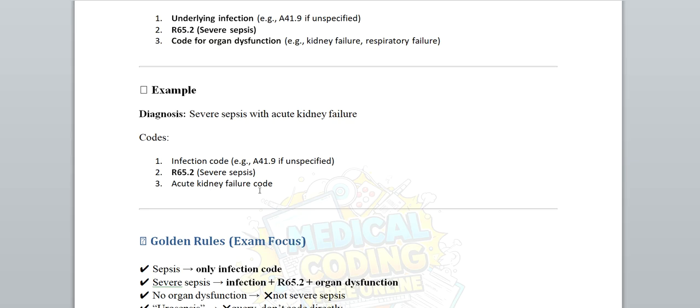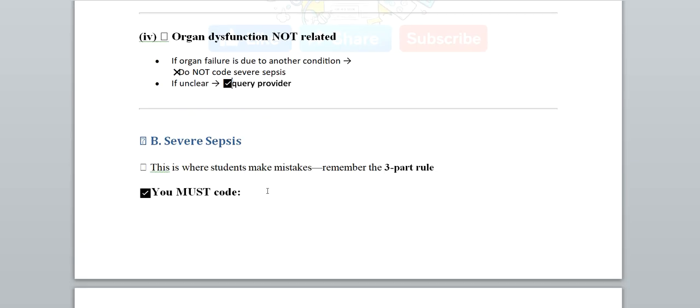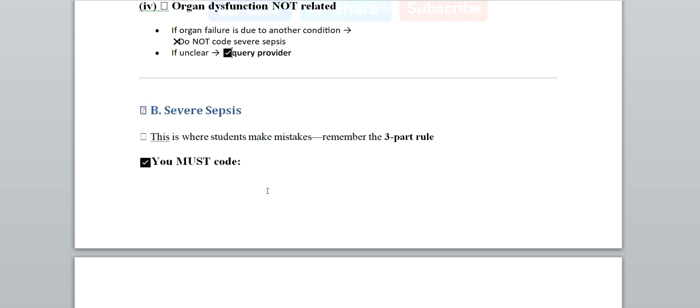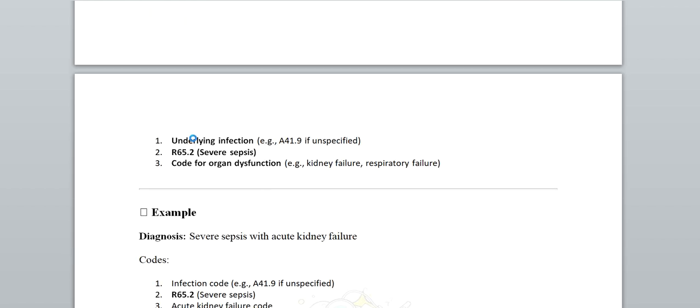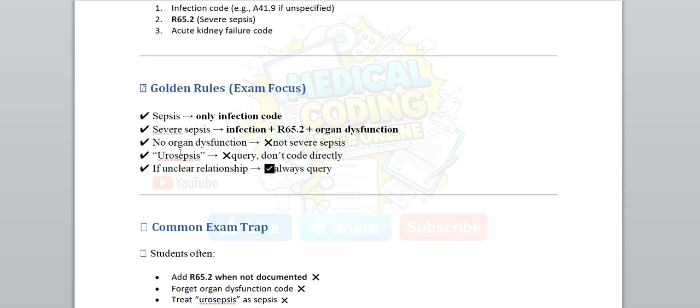Next, acute kidney failure. So, this is the rule. What does the rule mean? First, you must code the underlying infection. Second, severe sepsis. Next, organ dysfunction. So the golden rule for this: sepsis, only the infection code. Severe sepsis, infection, R65.2, and organ dysfunction. If sepsis is mentioned in the question, only the infection code is needed. If severe sepsis is mentioned, infection code, R65.2 for severe sepsis, then organ dysfunction. If no organ dysfunction is there, it is not severe sepsis.